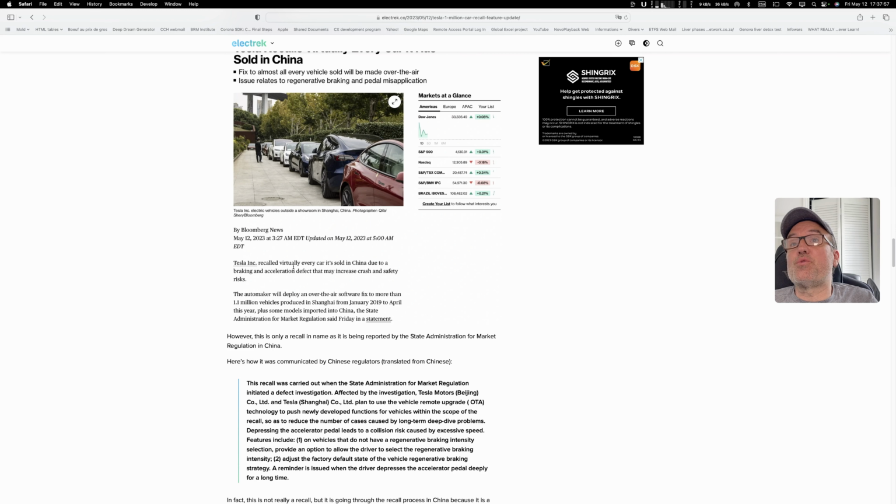Tesla recalled virtually every car it sold in China due to a braking and acceleration defect that may increase crash and safety risks. The automaker will deploy an over-the-air software fix to more than 1.1 million vehicles produced in Shanghai from January 2019 to April of this year, plus some models imported, and so on.